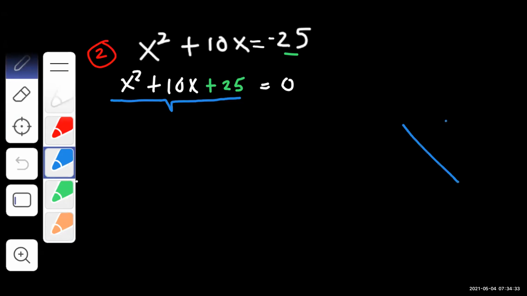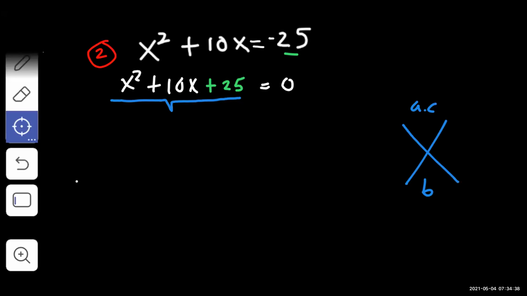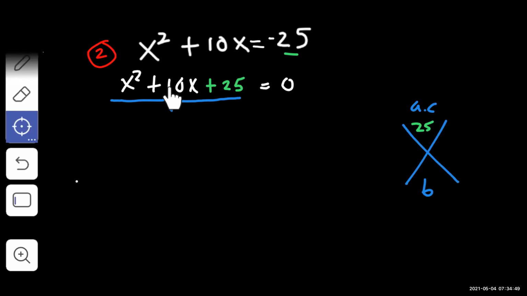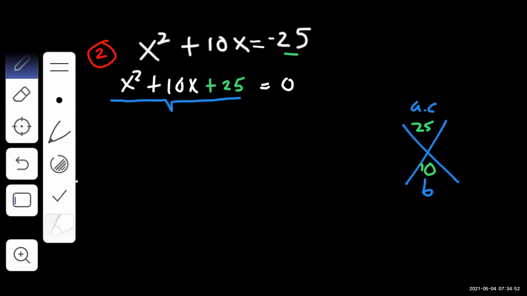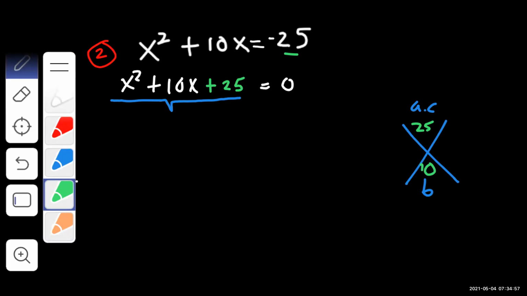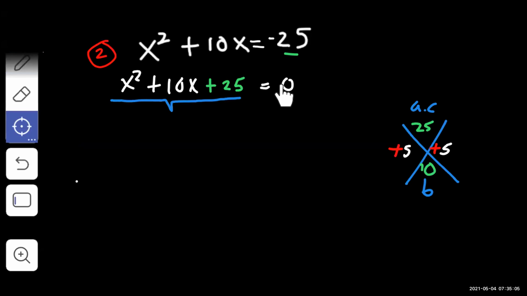The big X method, right? I think we have already factored this one, but let's factor it again. a times c is 1 times 25, which is 25. And b is 10. Tell me two numbers that multiply to 25 and add to 10. 5 times 5. Positive or negative? All of them have to be positive, because when you have positive here, the result is all positive. Positive 5 and positive 5.